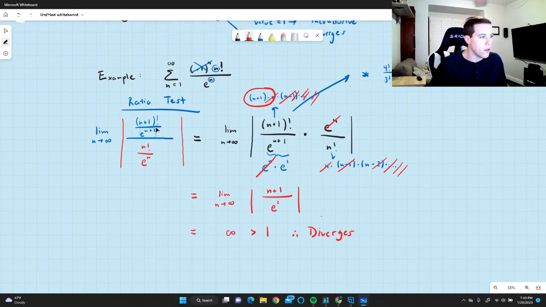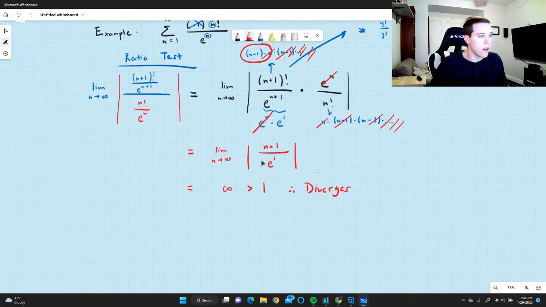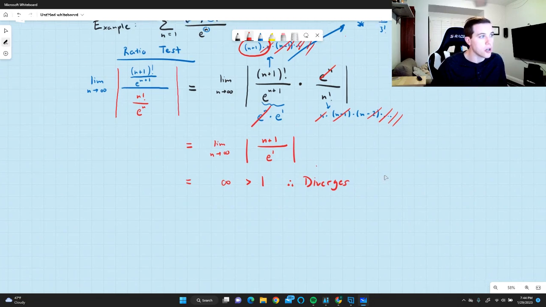But you set the ratio, you multiply by the reciprocal, you reduce it down using this factorial trick and these exponential tricks, depending on what you have, and then you evaluate the limit. And evaluating the limit, you get those 3 results. Either you're bigger than 1, you're equal to 1, or you're less than 1. So remember, if you go to 0 here, you can say that it converges because you're doing the ratio test.